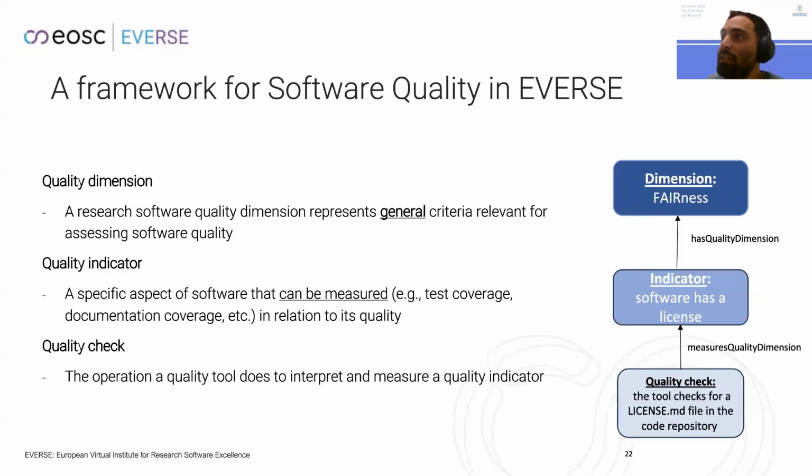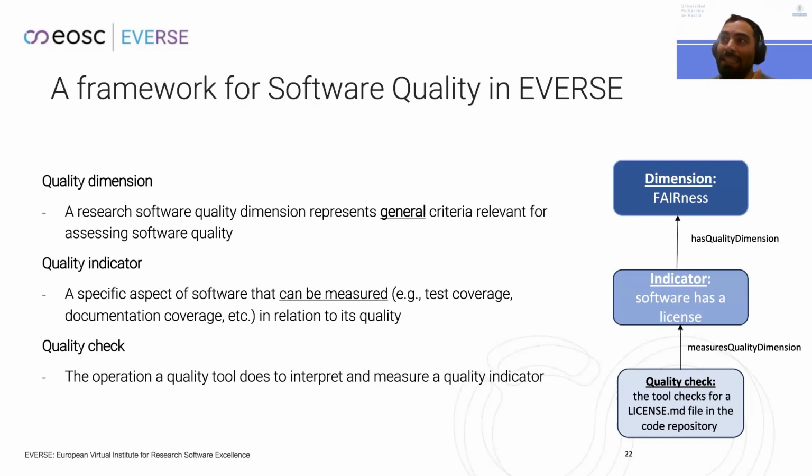And in the end, what we have done is try to do a very simple but effective quality framework, which introduces three main concepts. One is the notion of a quality dimension, which is like a general criteria, a general category for grouping more granular indicators that measure some aspect of software quality. Then you have the indicators themselves, which are the metrics, and indicate something in particular that can be measured about a given software repository, right? For example, test coverage, documentation coverage, etc.